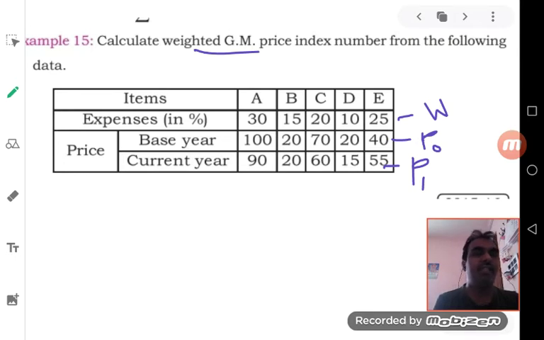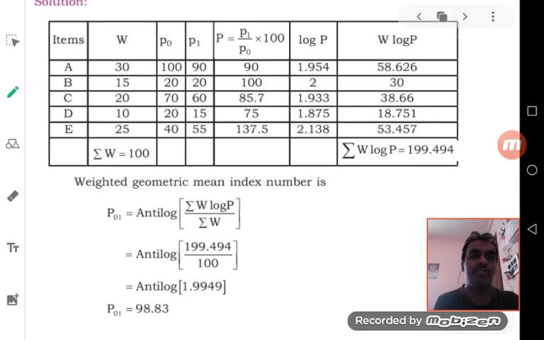Yes, sometimes they will give percentages, weights, expenditure, weightage, any term they can use. You should take it as weights. So we have current year price, base year price and weights. Now let us proceed to solve geometric mean price index number weighted aggregative. Let's see the solution table. First column items as it is, you take A, B, C, D, E from the question. Then second column W, that is weights. They have given expenses in percentage.